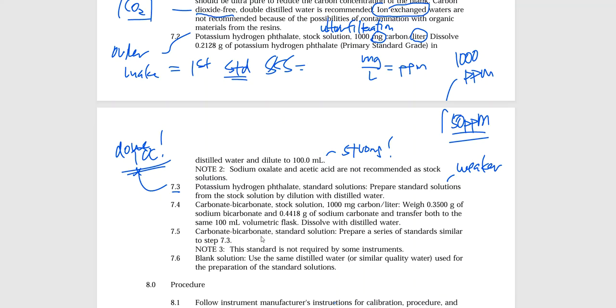All right. So there is going to be a little blurb in your directions that will tell you now that you've made the 1000, dilute it down. And when you dilute it down, that is what you're going to be using in the instrument to make your other standards with. All right.